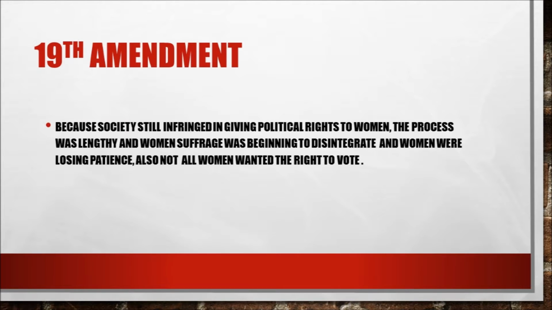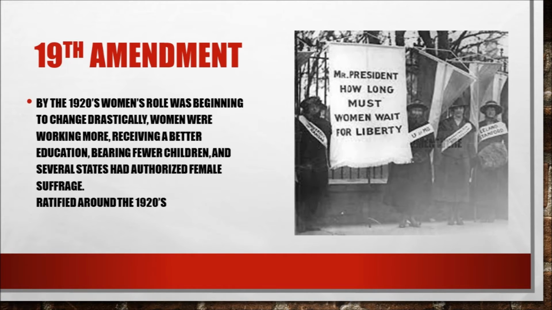Because society still resisted giving political rights to women, the process was lengthy and women's suffrage was beginning to disintegrate. Women were also losing patience. Also, not all women wanted the right to vote. By the 1920s, women's role was beginning to change drastically. Women were working more, receiving a better education, bearing fewer children, and several states had authorized female suffrage. It was ratified around the 1920s.